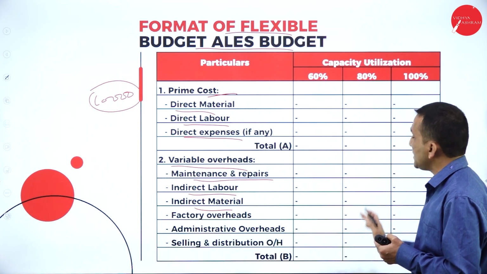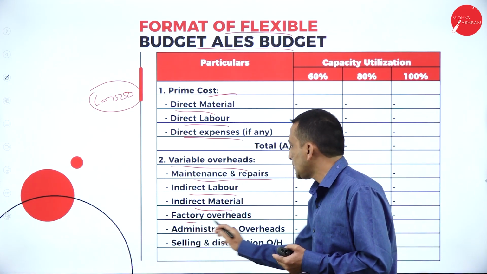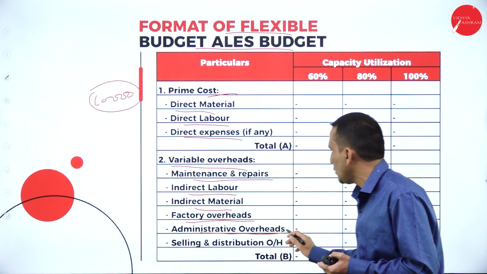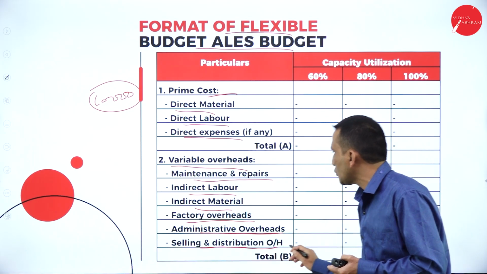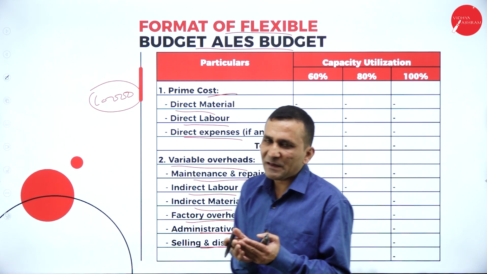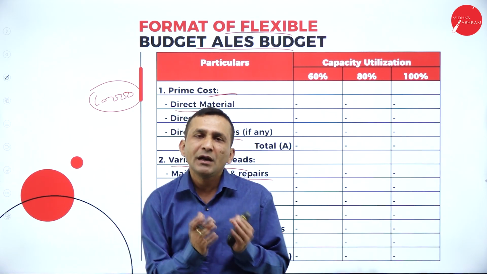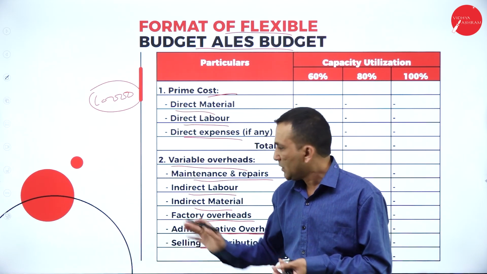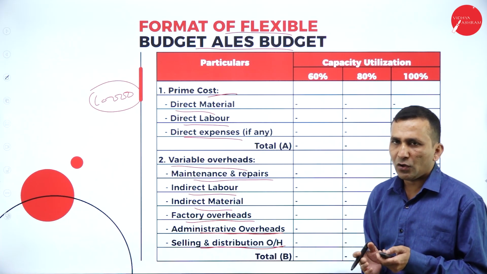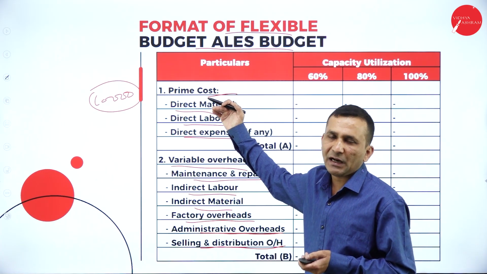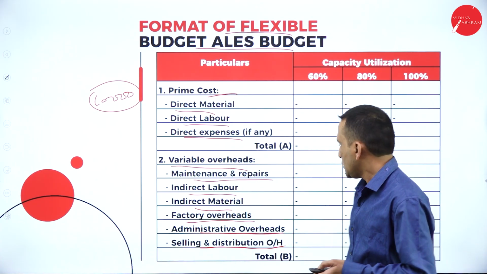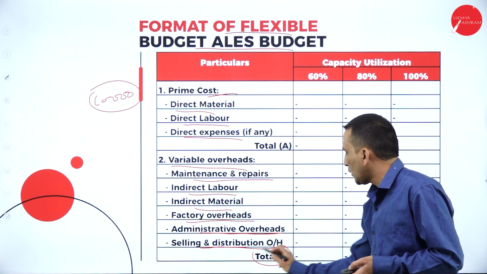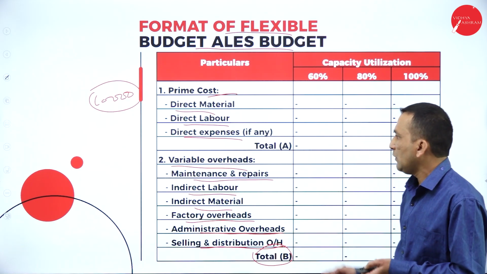So the three categories we need to write here are factory overheads, administration overheads, and selling and distribution overheads. In the question, if they specify 50% variable, the remaining 50% will be fixed. So once you write the variable cost of the first one, the first category is prime, the second one is variable. Then obviously we will get the total variable cost.